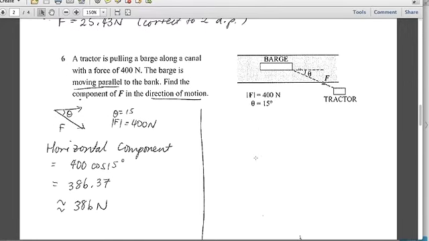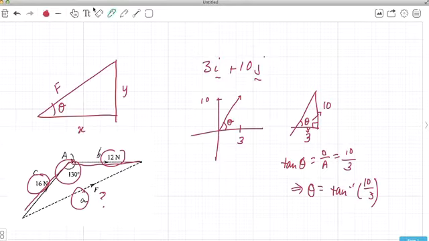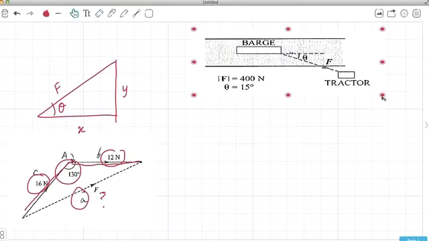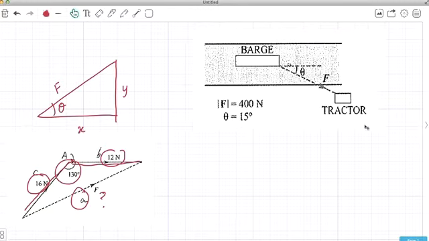This situation here is a nice little one, and it's really important for us to understand what's going on in the picture. It says a tractor is pulling a barge along a canal with a force of 400 newtons. The barge is moving parallel, so it means going along the river like this. Find the component of F in the direction of motion. So if we have a look at, I'm just going to get rid of this stuff here, what's going on here, you've got a triangle that you're interested in. It's asking you what's the component of motion parallel to the riverbank, which is that part.